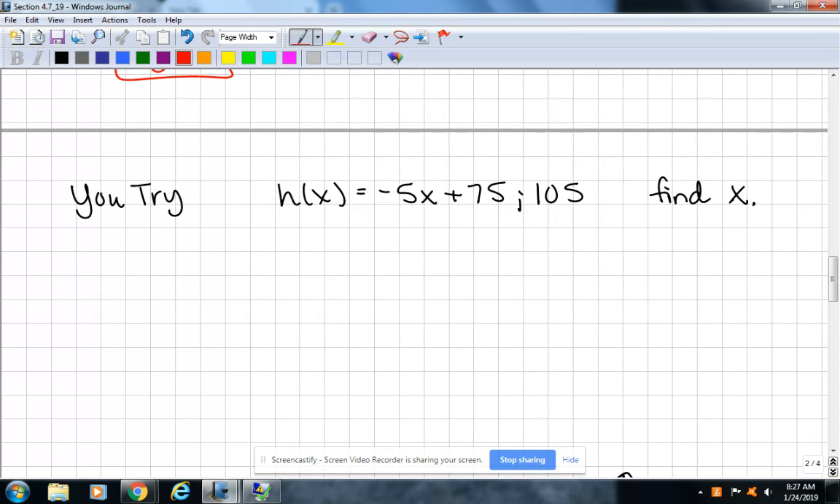Y'all help me out. What do you do? How do you set it up? 105 equals negative 5x plus 75. Then what? What's 105 minus 75? 30.